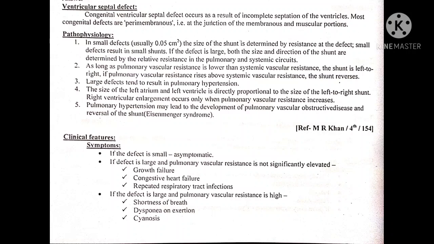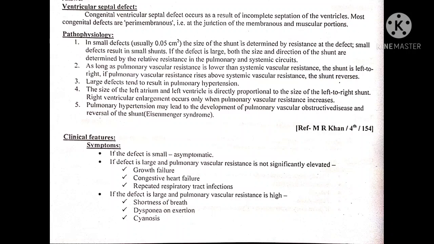As long as pulmonary vascular resistance is lower than the systemic vascular resistance, the shunt is left to right. But if pulmonary vascular resistance rises above systemic vascular resistance, then the shunt reverses, which means it becomes right to left. Large defects tend to result in pulmonary hypertension.